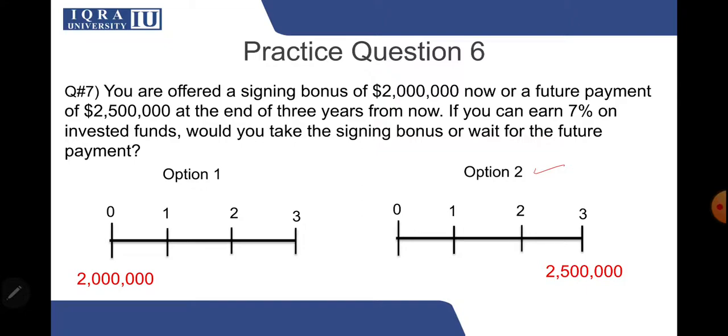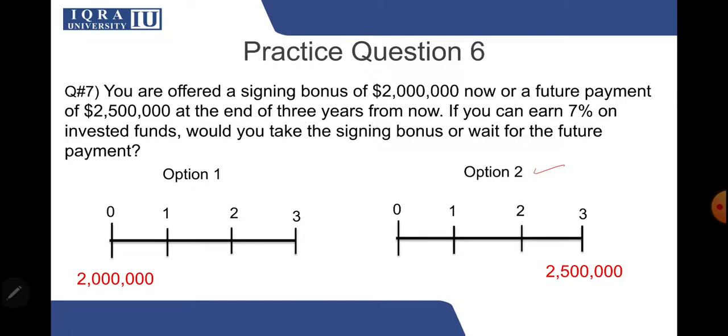So this 2 million is actually coming at time 0. So it might be possible that if you invest this 2 million, it might turn into a larger value 3 years later, and it might actually be more than the 2.5 million. Or you can even think of it the other way around. You can find out what the present value of this 2.5 million will be.